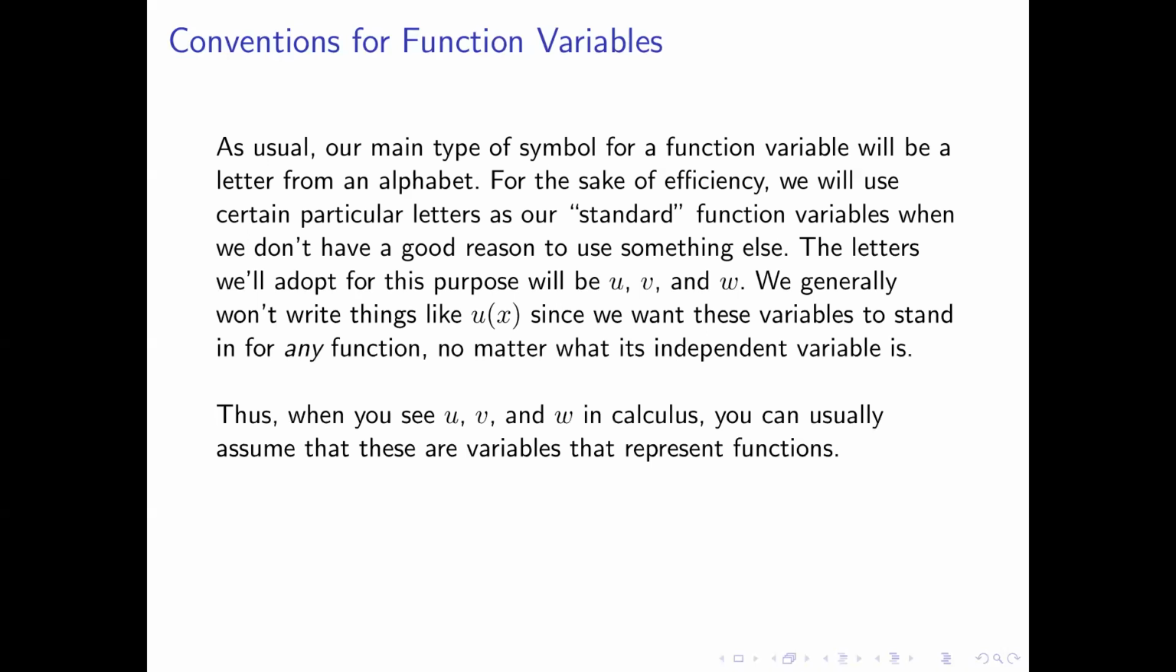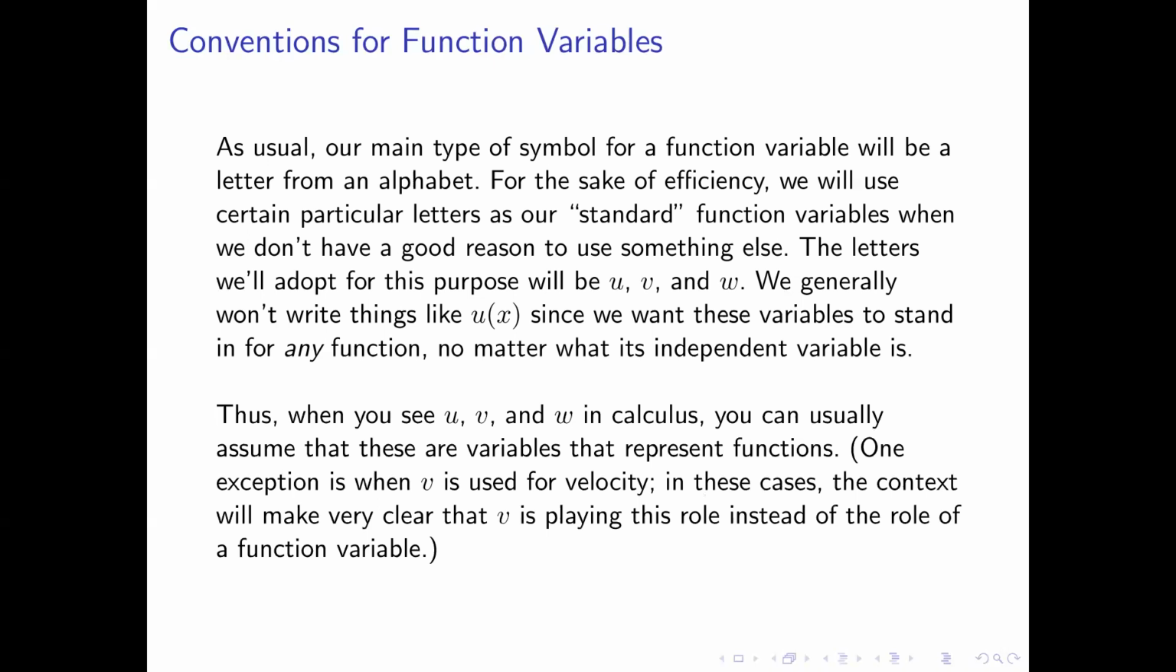So what this means is that if you see U, V, or W appearing in a calculus context, you can probably assume that that letter is standing in for a function. The one exception to this is if you see the letter V being used to represent a moving object's velocity. And in those cases, the context will make very clear that V is playing the role of velocity instead of a general function variable.